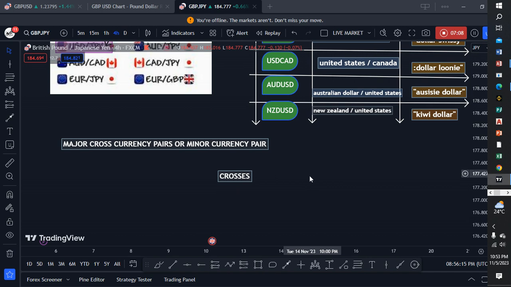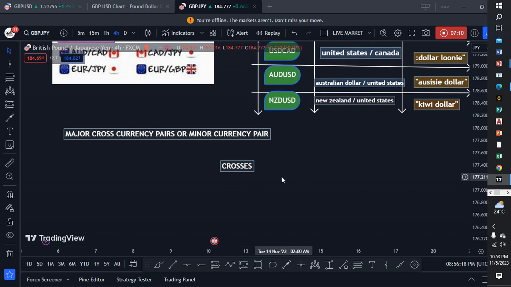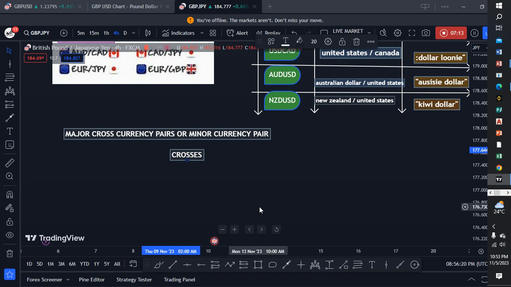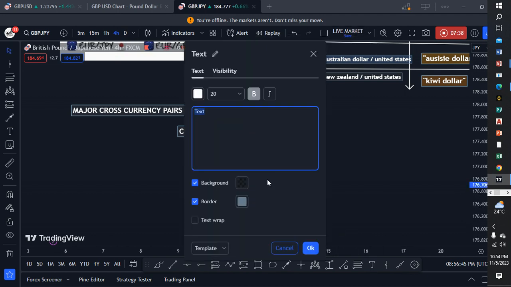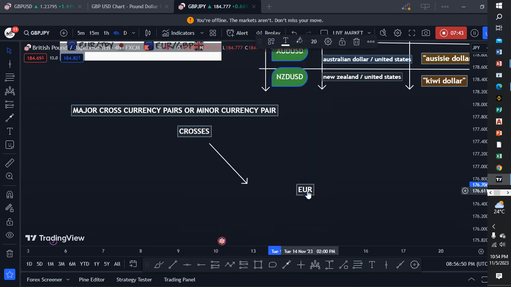Major crosses are also known as minors. While not as frequently traded as the majors, the crosses are still pretty liquid and still provide plenty of trading opportunities. The most actively traded crosses are derived from the three major non-USD currencies. These include the what? The euro.